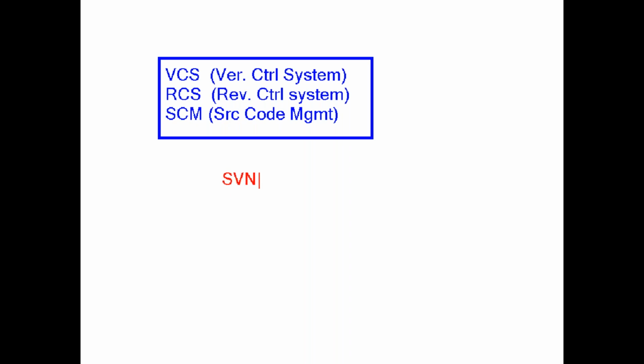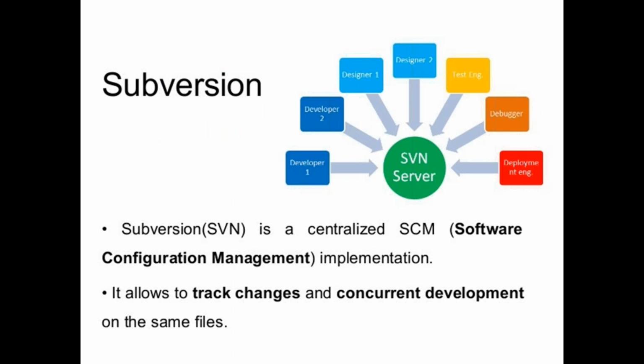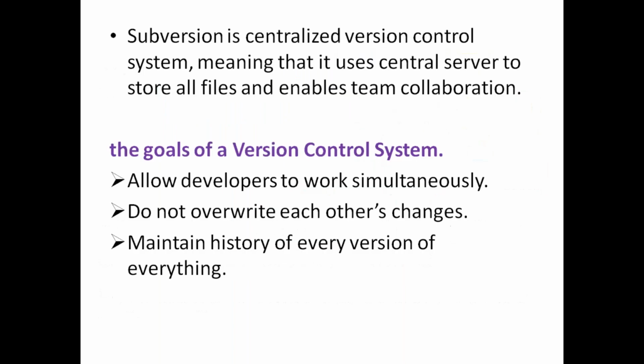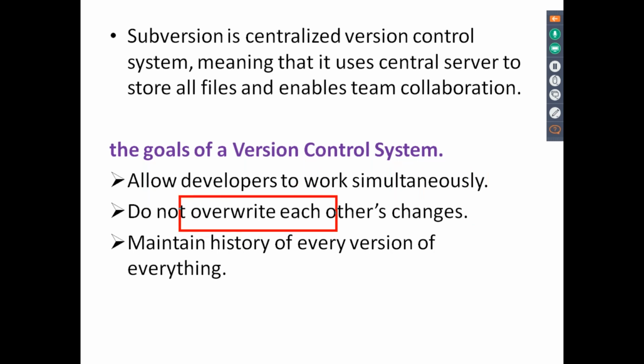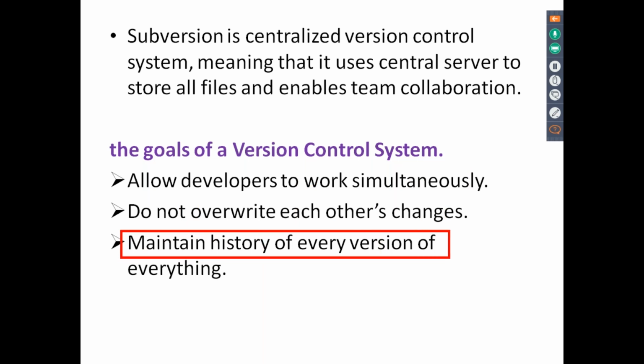SVN is a centralized repository, and Git is a distributed repository. We discussed how SVN works. Version control systems allow multiple developers to work simultaneously and not override each other's changes. And next, they maintain the history of every version of everything.